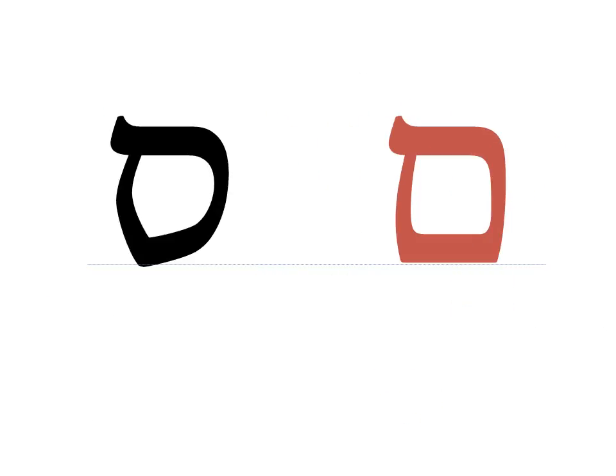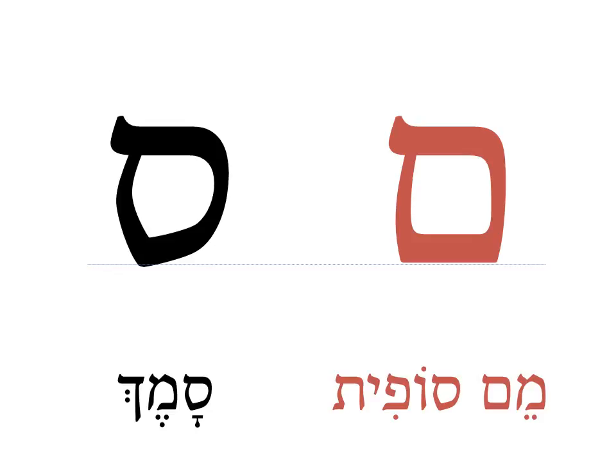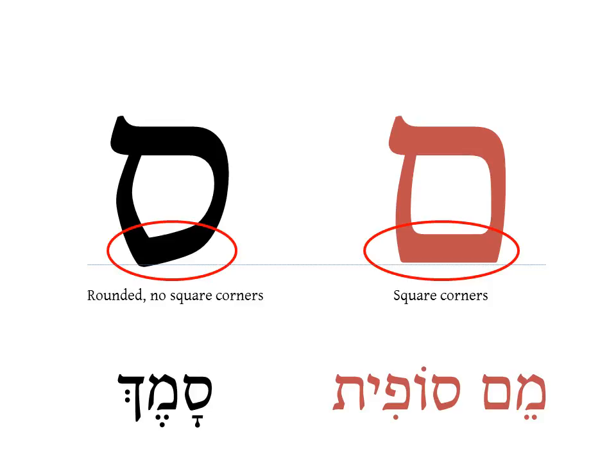Now let's look at Mem Sofit, or final Mem, and Samek. They look extremely similar, don't they? The main difference is that in final Mem, you have two square corners at the bottom, whereas in Samech, it's a bit more rounded. Sometimes there's one corner at the bottom, sometimes there's not even that. When you're writing these two letters, I encourage you to write final Mem as a square and Samek as much more of a circle, so that they're very clearly distinct from each other.